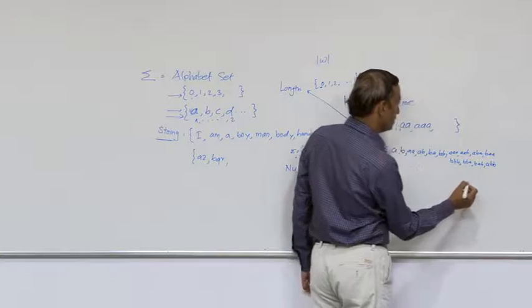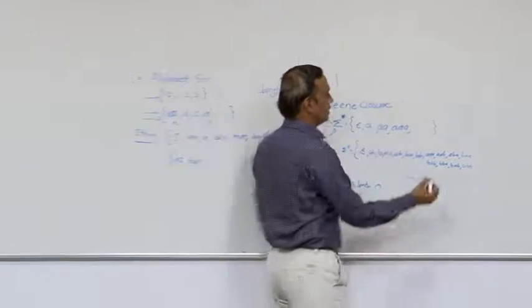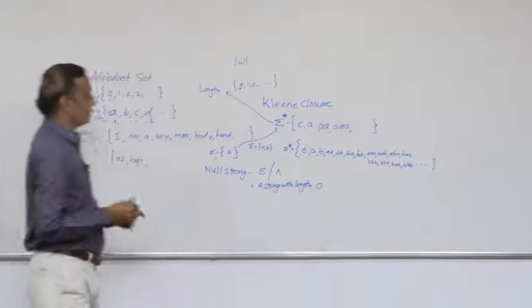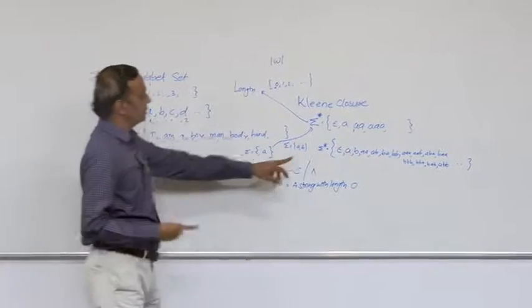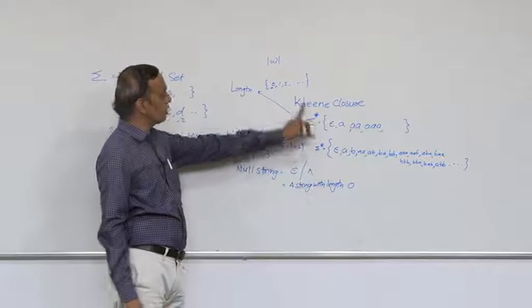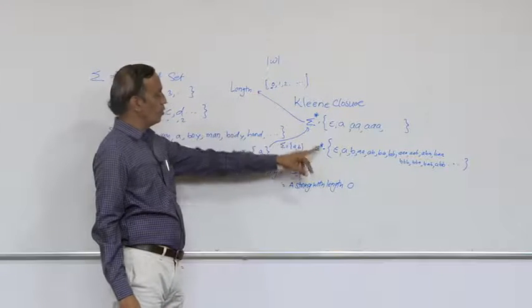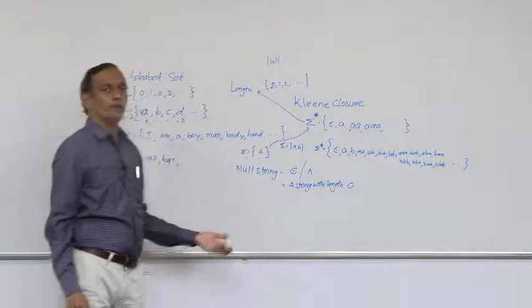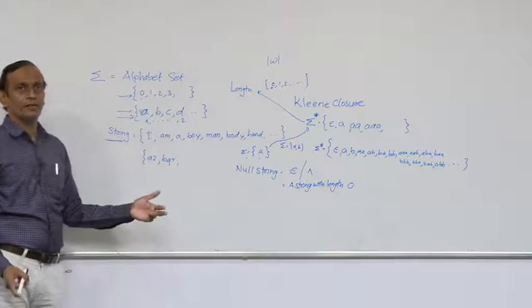ABB, correct. So I can go on generating this kind of set, which would be represented for Kleene closure. So this is an important operation called Kleene closure, which talks about a length operation over the input alphabet. Now what if my set of strings doesn't contain the length 0 string?